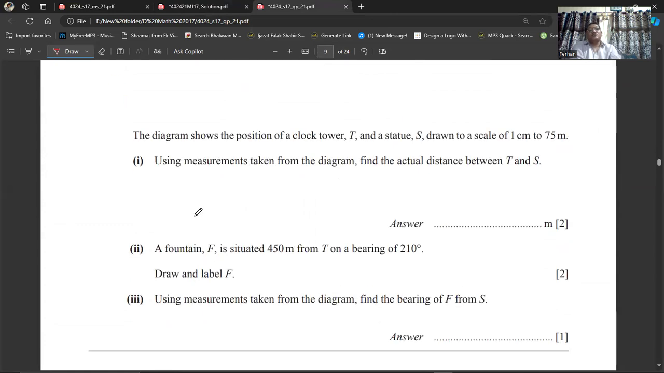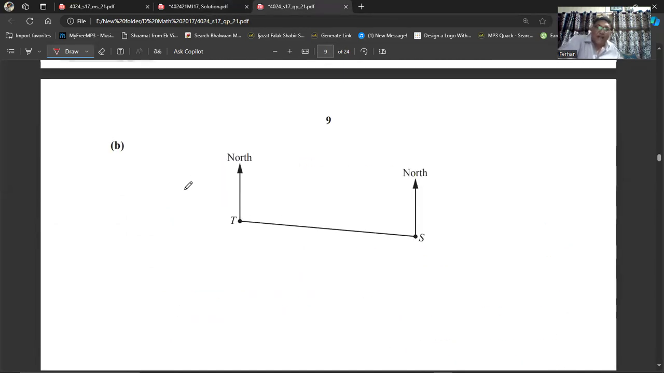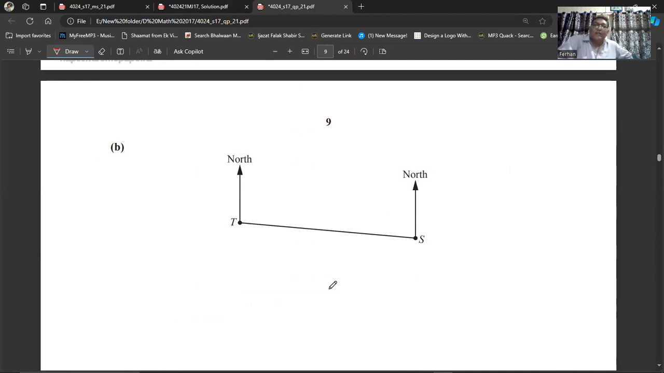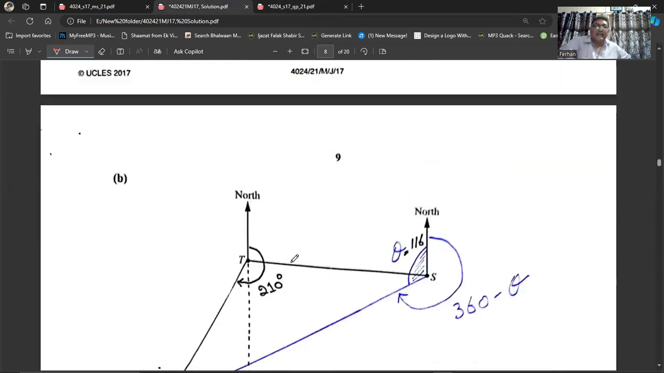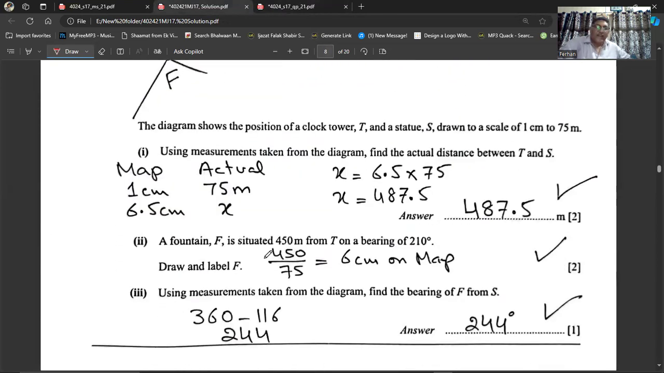The diagram shows the positions of a clock tower T and a statue S drawn to a scale of 1 centimeter to 75 meter. Using measurement taken from the diagram, find the actual distance between T and S. So with the help of the scale, with the help of a straight edge, measure the distance between T and S. That will be in centimeters. That is the distance on the map. And we know the scale. I will measure this length.